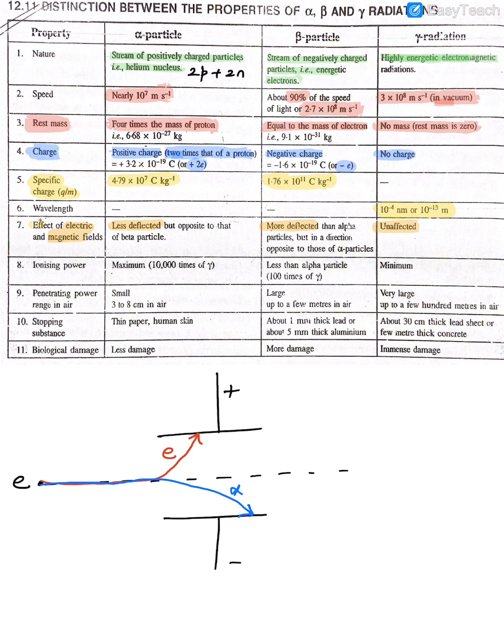Next is the ionizing power, guys. Now what do you mean by ionizing power? Like for example, alpha is double positively charged. So what can this alpha particle do? It can pull out an electron from another atom. So I'll just erase all this first.